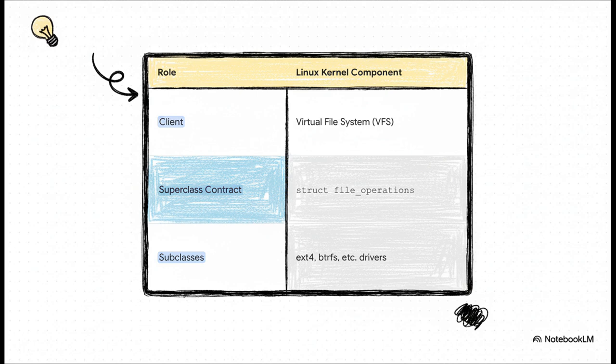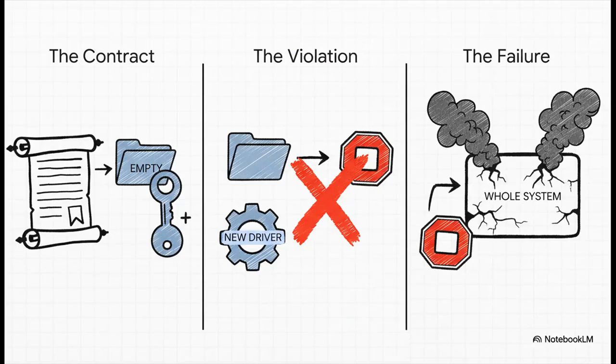this exact contract. And the behavioral contract here is completely non-negotiable. For example, the read function in that contract has a very strict rule. It must return a specific value, -EAGAIN, if there's no data available right now. If a new file system driver were to break that contract and return 0 instead, the VFS client would misinterpret that as end of file, trust is broken, and the entire operating system could fail in subtle, silent, and catastrophic ways. At this level, LSP is literally the lifeline of system stability.